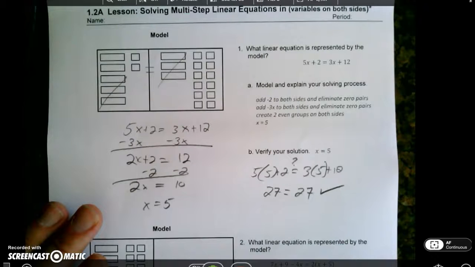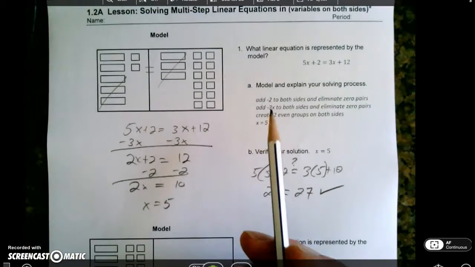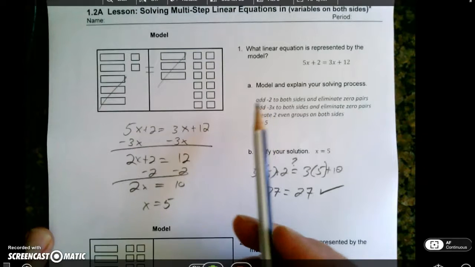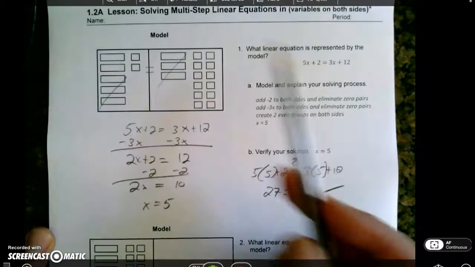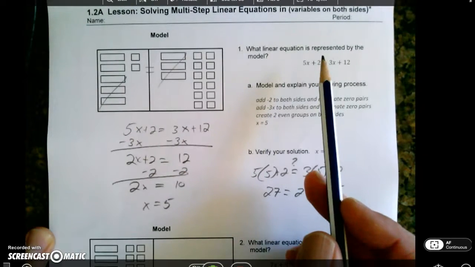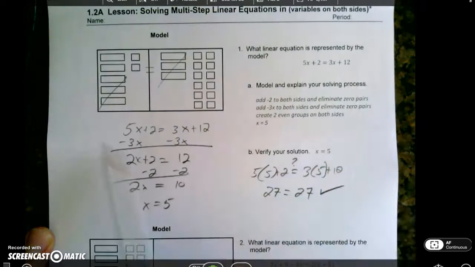Hi guys, I'm just going to give you a little bit of help on lesson 1.2a. Hopefully this video can help you get through this homework. So I want to quickly show you how I did this problem, and then I'm going to go on to a couple of harder ones.